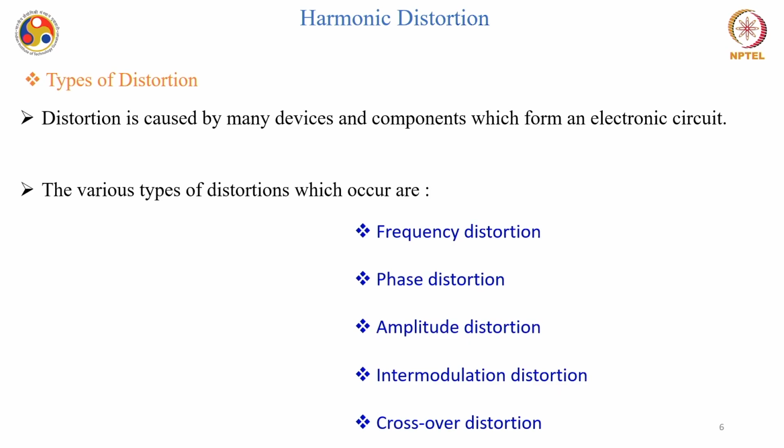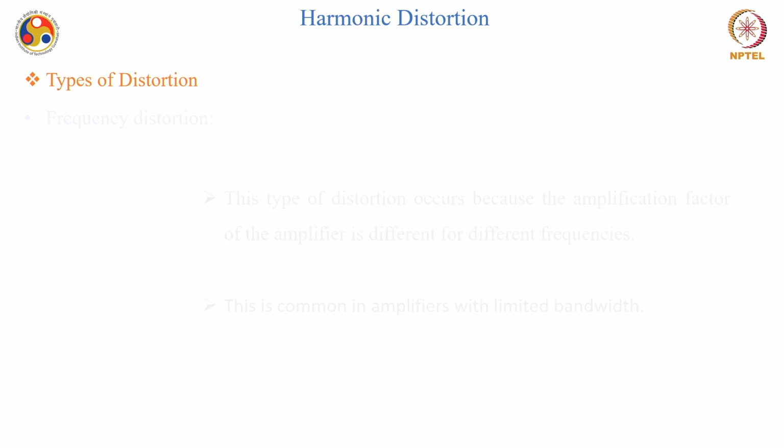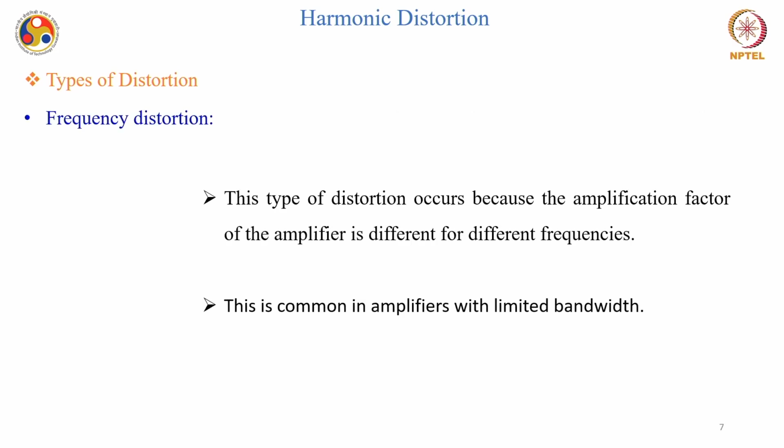There are different types of distortion that can occur in electronic circuits, like frequency distortion, phase distortion, as well as amplitude distortion. Similarly, we have modulation or intermodulation distortions, crossover distortions and so on. Frequency distortion occurs because the amplification factor of the amplifier is different for different frequencies. You do not expect the same amplification for all the frequency components, and therefore there will be distortion. This is even more common for amplifiers which have limited bandwidth.